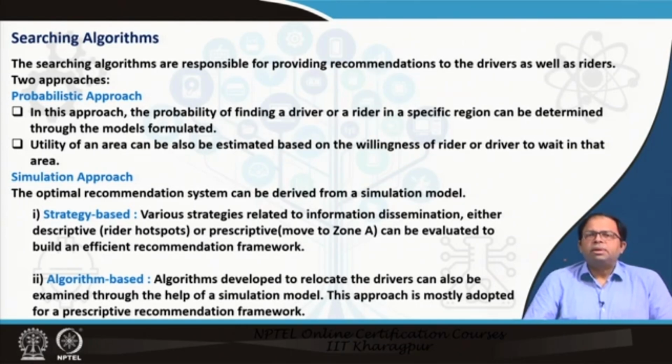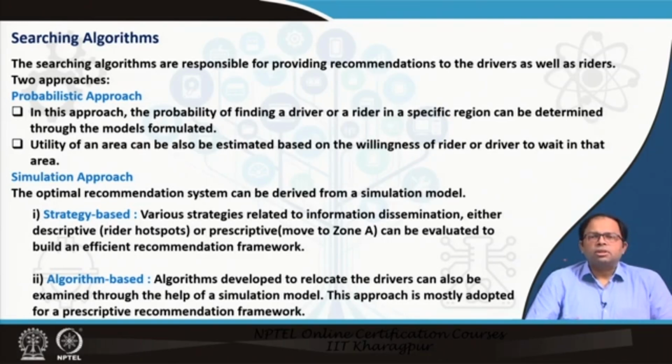Or it could be a prescriptive pattern. That means there are certain algorithms which will inform the driver, okay, you move towards zone A, where you will be more likely to get a passenger. So it could be a hotspot, it could be some place in between as well, where there is more chance of getting a passenger compared to his current location. So this helps him to decide, after dropping a passenger, should he wait at a particular location or should he go and look for a particular customer.